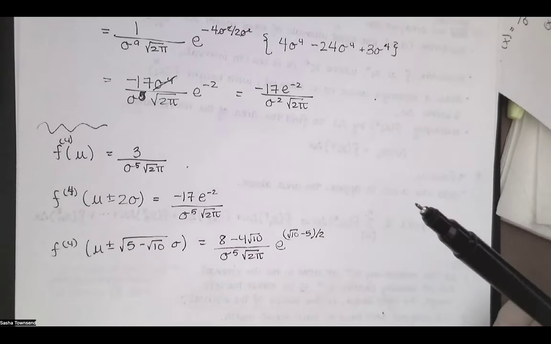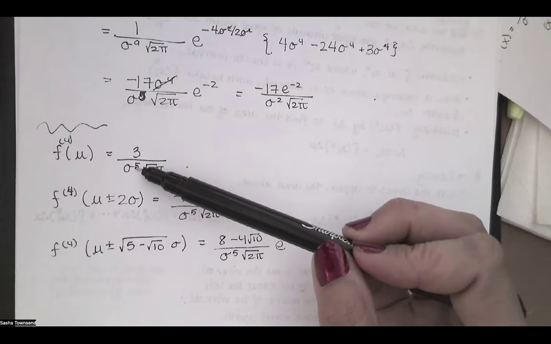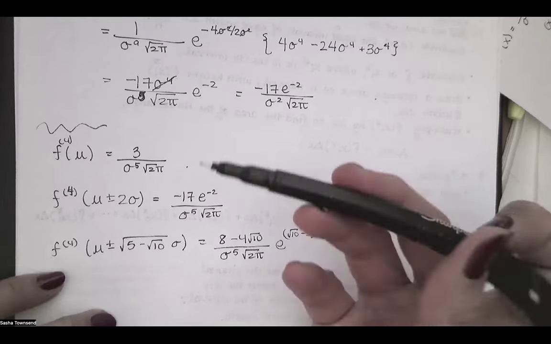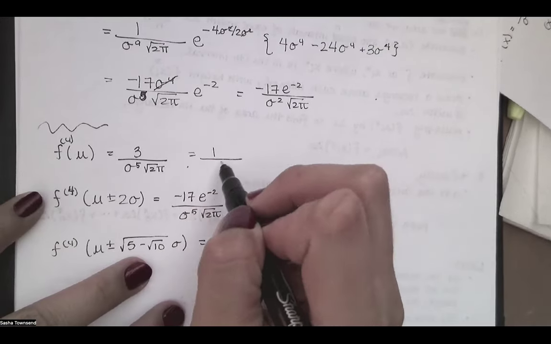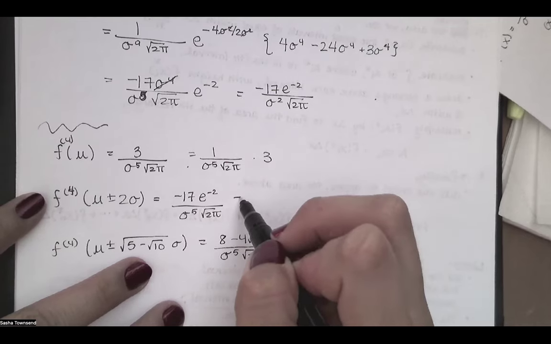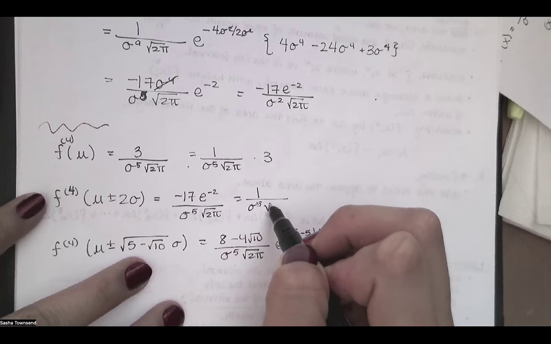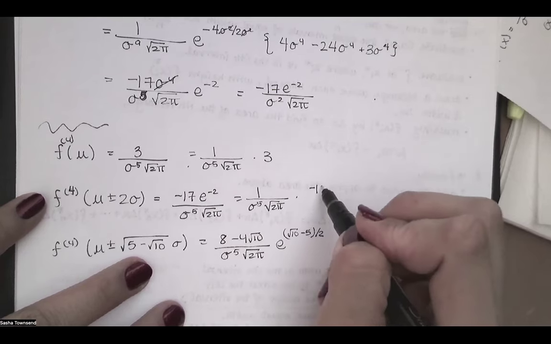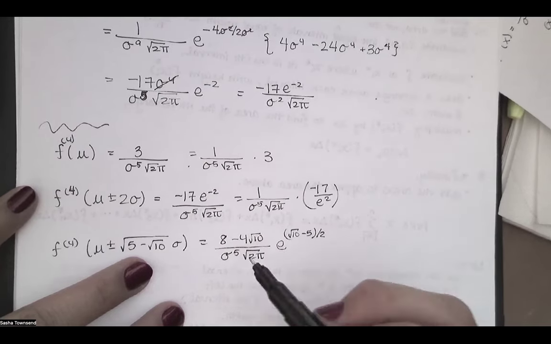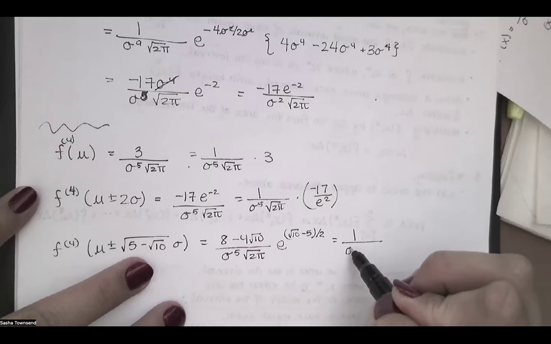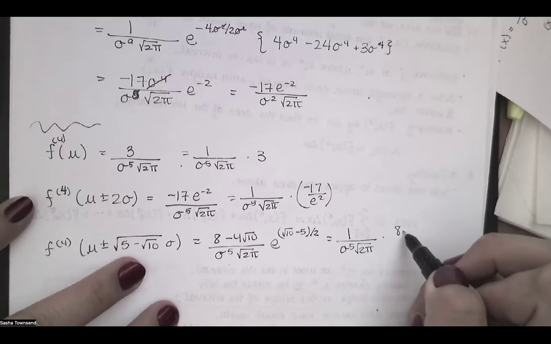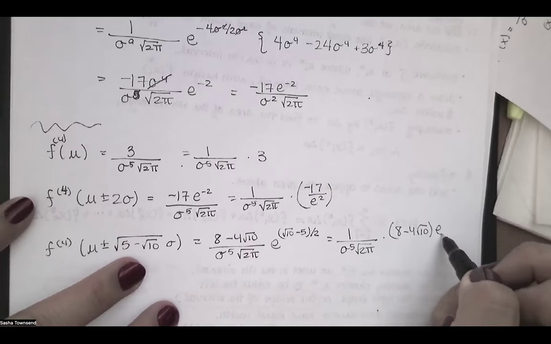So these are our three values. One thing I want you to notice about all of them is they all have that sigma to the fifth and that square root of 2 pi in common. So when I'm comparing them, I'm really just comparing the extra factor. This is 1 over that sigma to the fifth times the square root of 2 pi times 3. And this one is that sigma to the fifth times the square root of 2 pi times a negative 17 divided by e squared. And then this one is the sigma to the fifth times the square root of 2 pi in the denominator times this 8 minus 4 times the square root of 10 times e to this power.